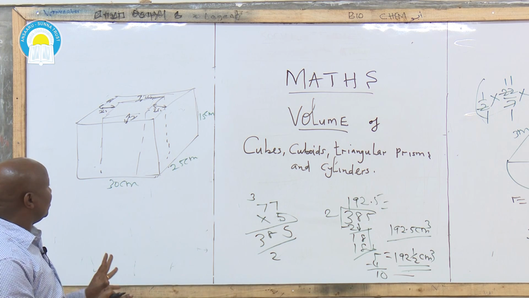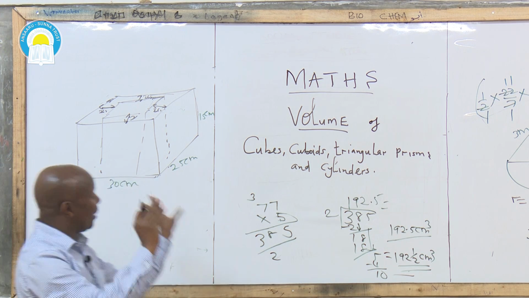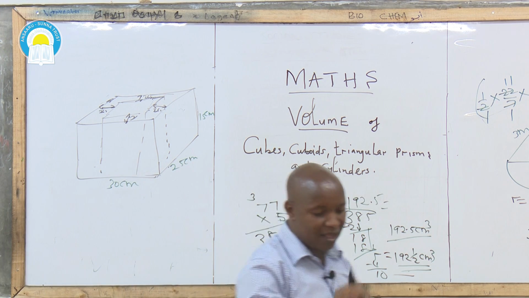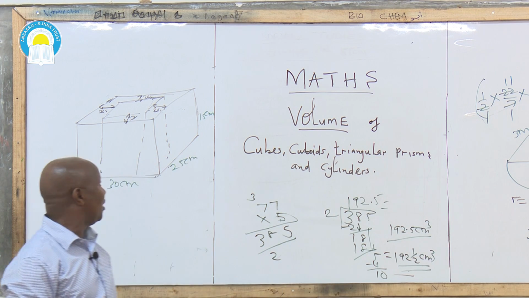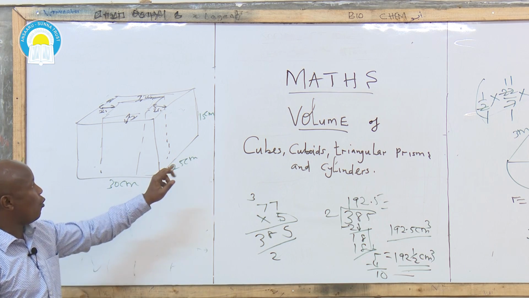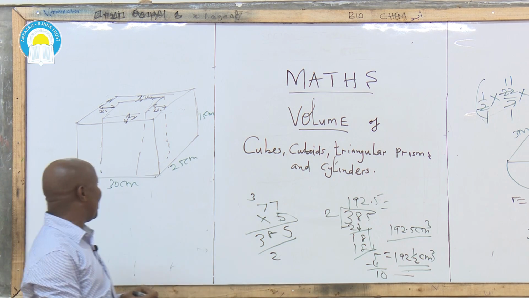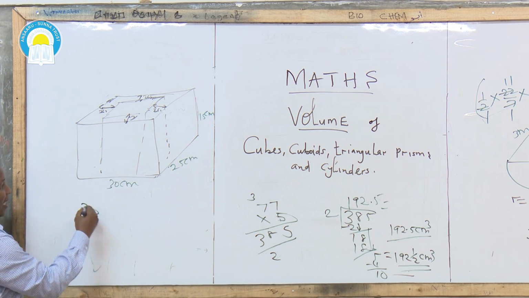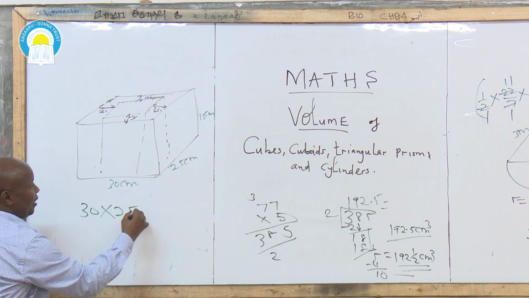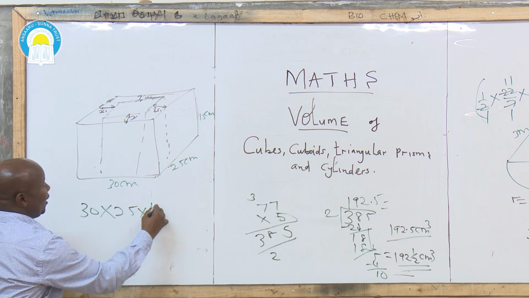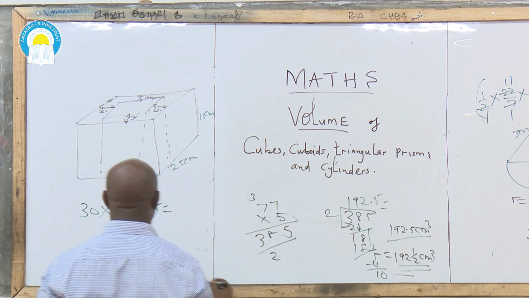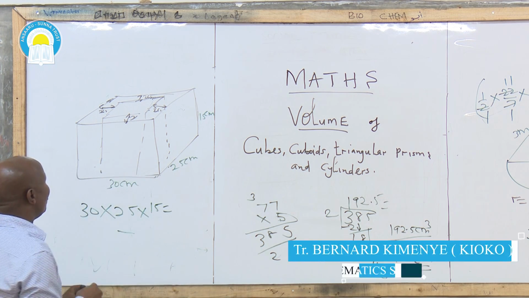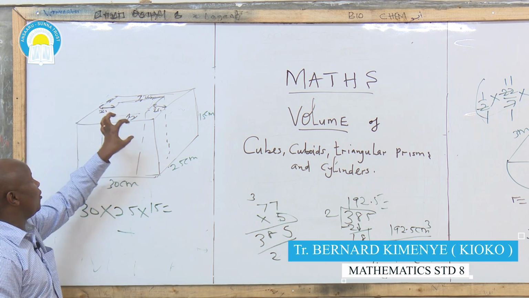Now, very simple. Get the volume of the big box, then you subtract the volume of the hole. Volume of the big box, that is where we started. That's the length multiplied by width multiplied by the height. The length in our case here is 30 centimeters multiplied by 25 centimeters multiplied by 15 centimeters. Here you are going to get the volume of the big box. Then you subtract the volume of the hole.